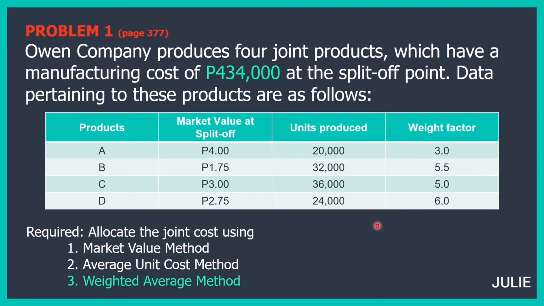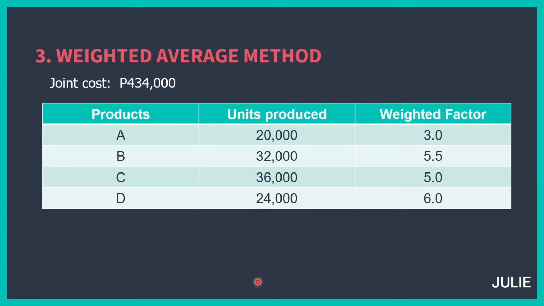The same problem again, but now we will compute for the last requirement, which is the weighted average method. In the weighted average method, we will now use the weighted factor given by the company. For product A, we have 3.0. For product B, we have 5.5. Product C, we have 5.0. And for product D, we have 6.0. The units produced are still the same.